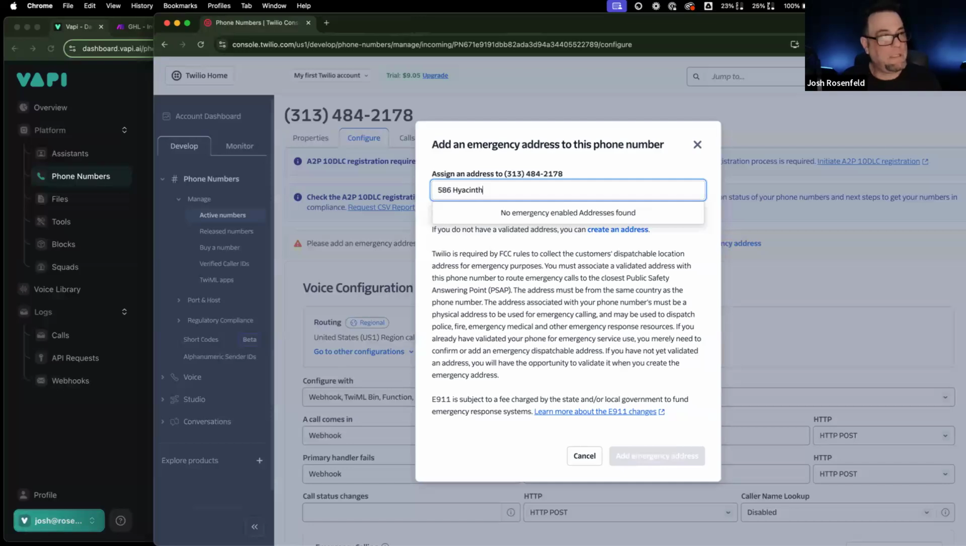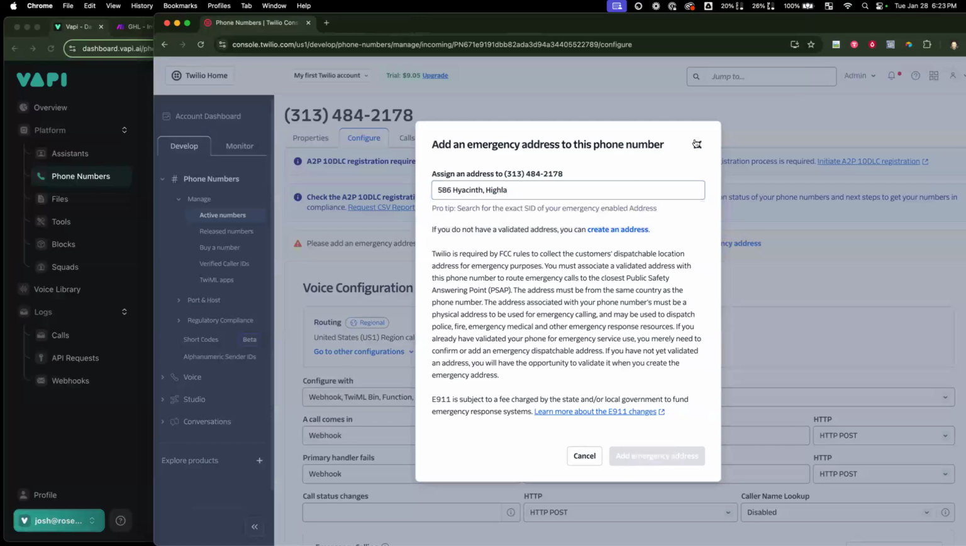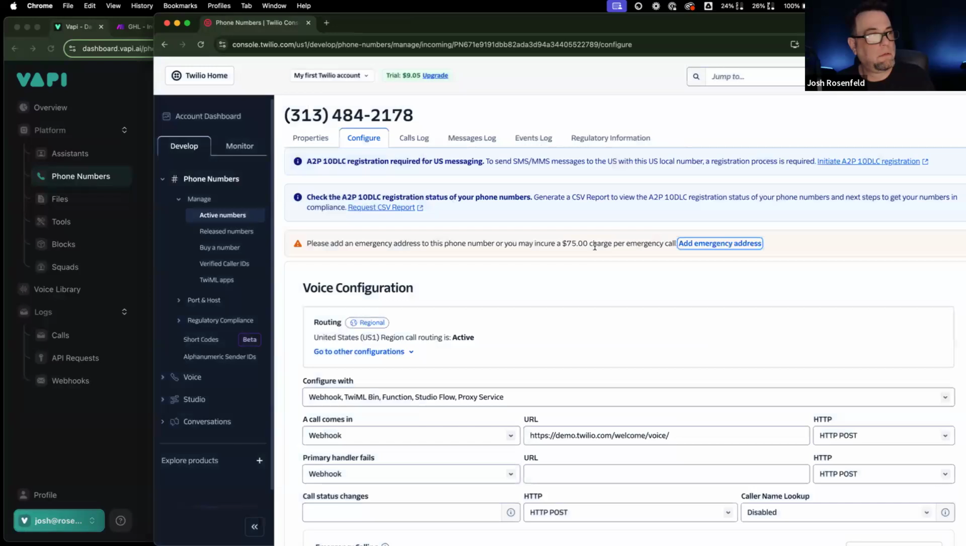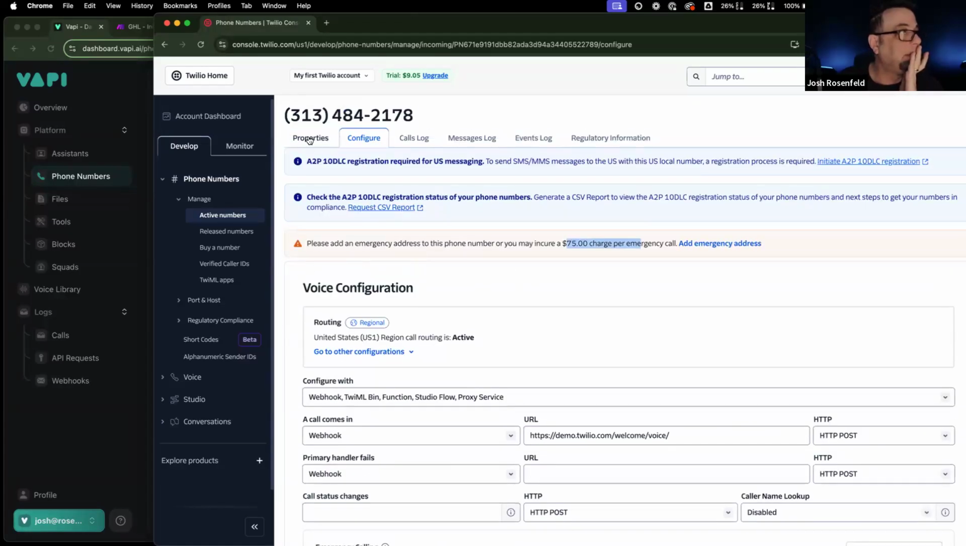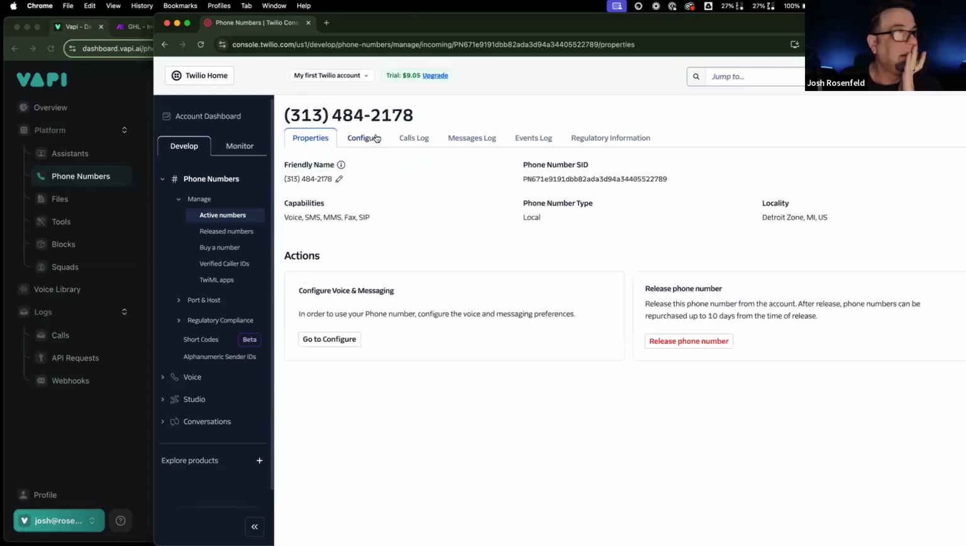Oh, really? Yeah. Josh, you don't need to do this address. You will be charged for this for no reason. They will charge you $1 or $1.50 a month. So in this case I don't have to do this. No, you don't need to. Okay, good. So then all I got to do is go to active numbers. See, where is that here?